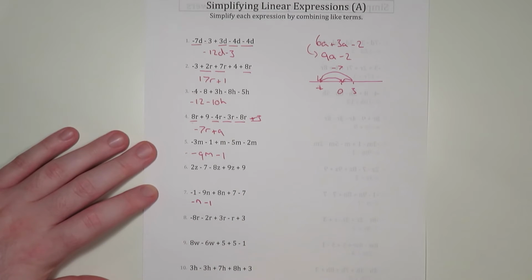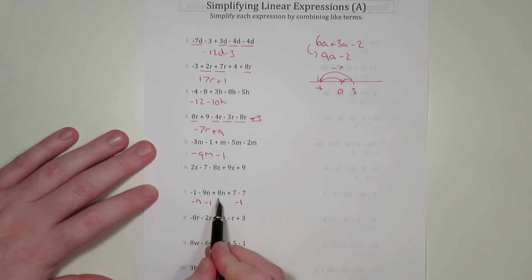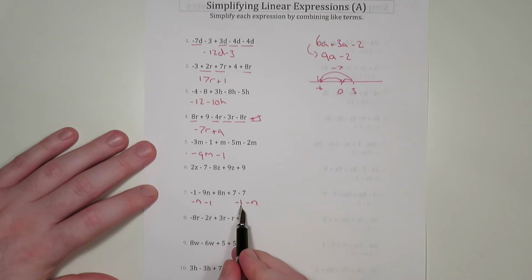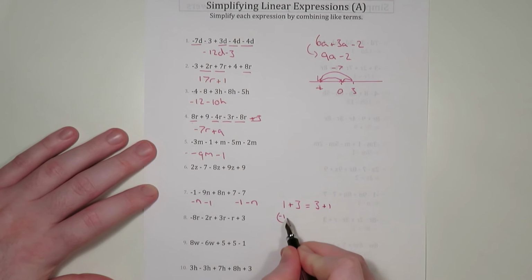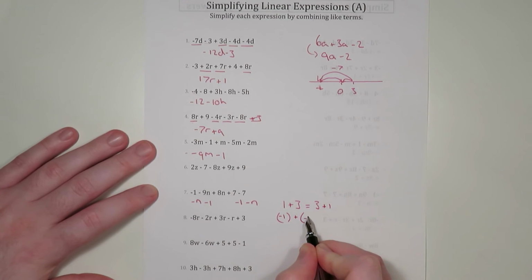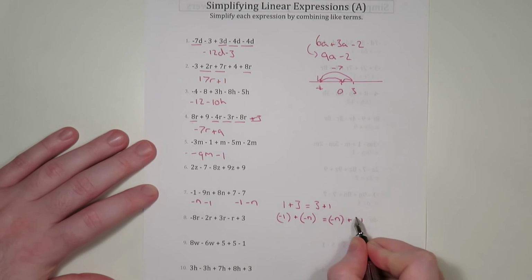Now maybe you didn't do it in quite the same order there that I did. Maybe you decided to do minus 1 plus 7, which is 6, minus 7, takes us back to minus 1. Then you have minus 9n plus 8n, which is minus n. Now, minus n minus 1 is the same as minus 1 minus n. So if you do 1 plus 3, that is the exact same as 3 plus 1. Whereas here we have minus 1 plus minus n, and that's the exact same as minus n plus minus 1. So the order in which you add things makes no difference.